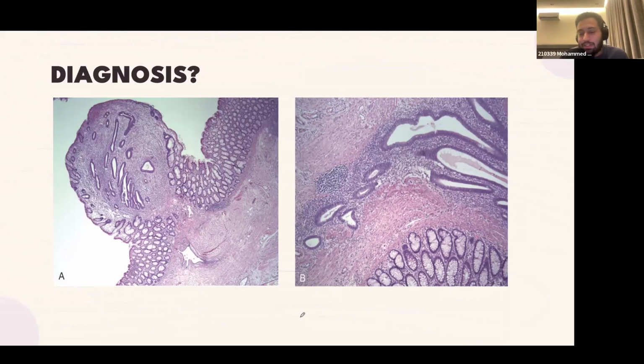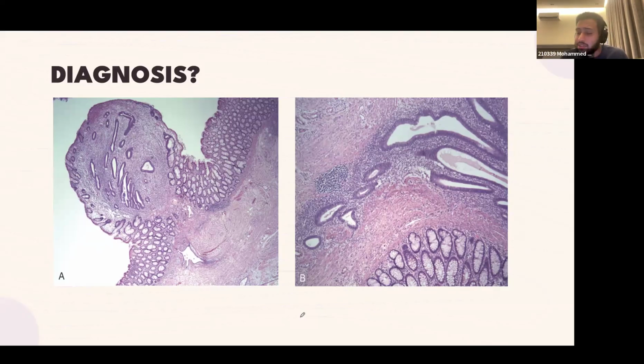Good. This is endometriosis. Endometriosis is pretty much the endometrial glands and stroma somewhere else, okay? Outside of the uterus: fallopian tubes, ovaries, pelvic wall, GI system, urinary bladder, anywhere else, okay?